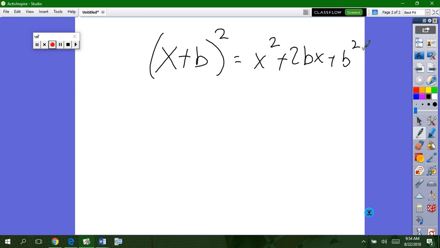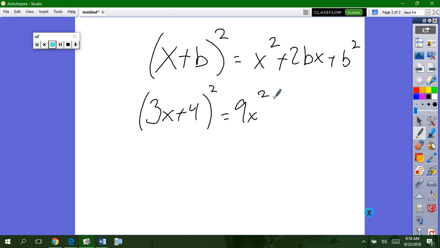Okay, this is called binomial square. This is called perfect square trinomial. Okay, now notice, what if I had this? Because it's the same way. Listen to what you guys said. What do we do to this guy? Square him. So what do we do to this guy? Square him. So what's 3x times 3x? 9x squared.